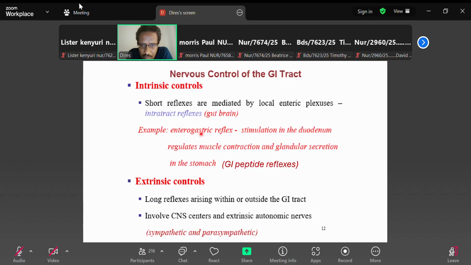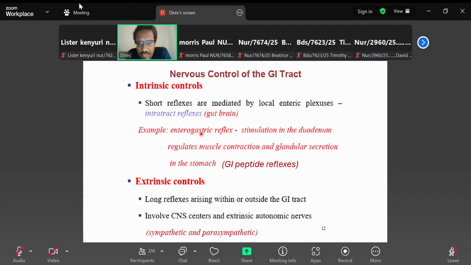Okay, when the food reaches the duodenum from the stomach, there are receptors in the wall of the duodenum which detect this food, whether it is fat, protein-rich, hyperosmolar, acidic, so there are receptors in the wall. And then some cells in the intestine, duodenum, jejunum, they secrete a hormone. These hormones are called GI peptides, like secretin, cholecystokinin, CCK.